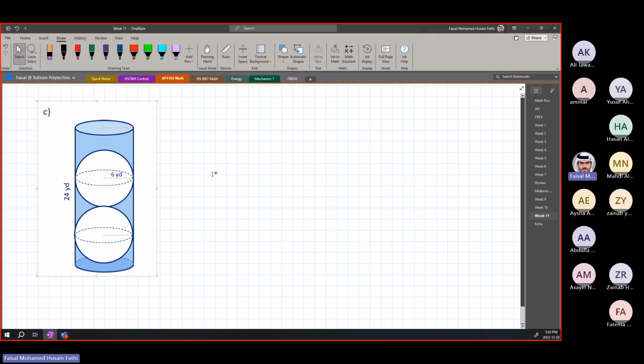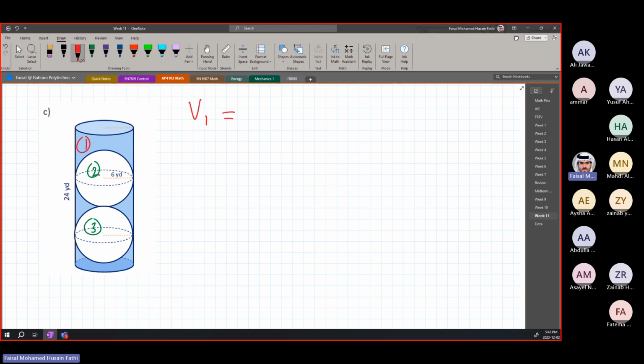Let me just do this one because it has sphere and a cylinder. Let's look at first the cylinder. Okay, let's call the cylinder 1. And let's call the spheres 2 and 3. Since they are equal in shape and size and volume and radius, they're going to be equal to each other when we do the calculations. Now, what is our V1? The part that is shaded. So V1 is the cylinder.